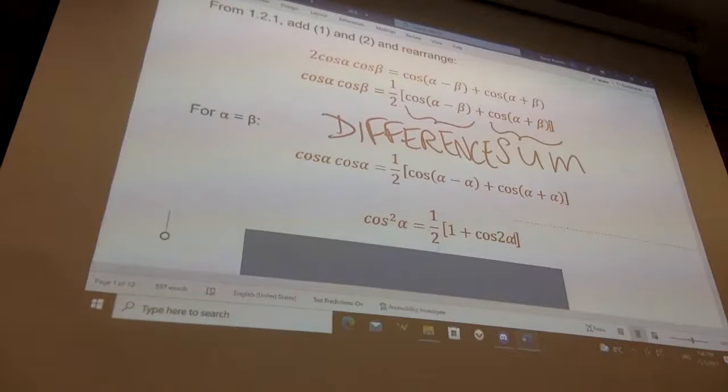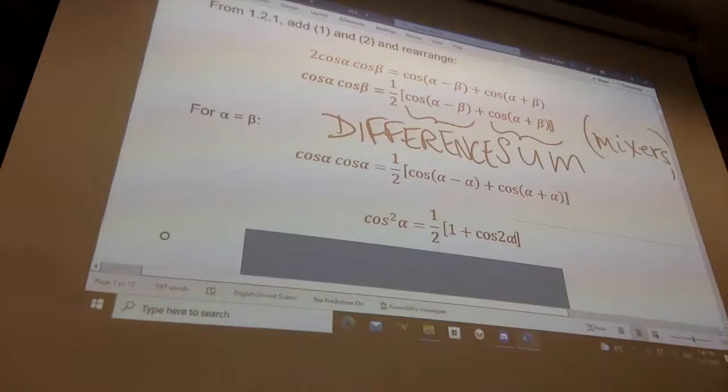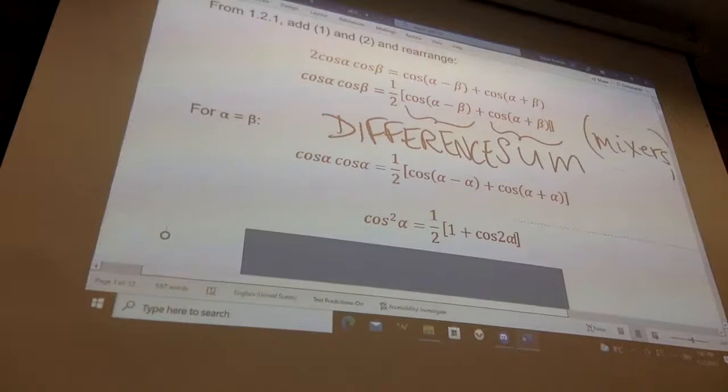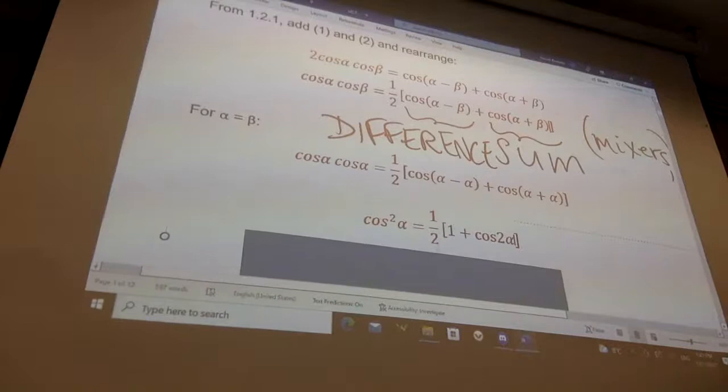So we call that device in communication a mixer. Any system that's going out to the airwaves is going to mix your information to a higher frequency at the transmitter, and it's going to mix it down back to what we call baseband at the receiver through this process. The mixer literally takes the sum and difference.